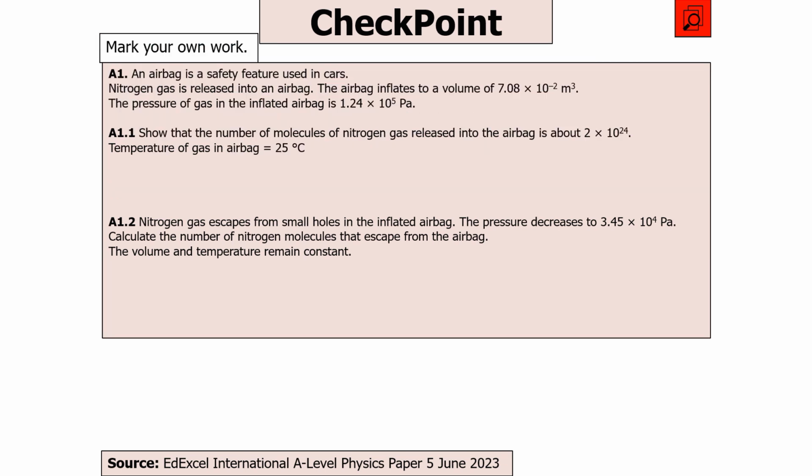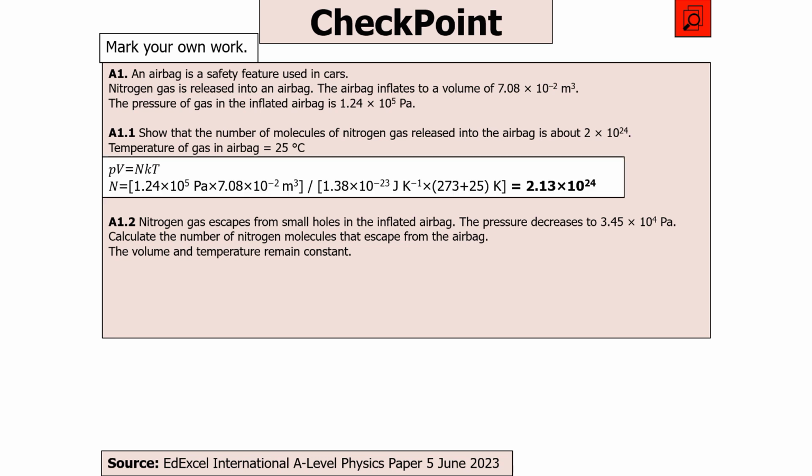So pause the video now, then unpause the video when you want to go through your answer. Right, we know PV equals NkT, so therefore N is going to be equal to PV over kT. Pop in all the values. Now again, remember that we work our temperature out in Kelvin, not degrees Celsius. So pop in all the values and you get 2.13 times 10 to the 24.